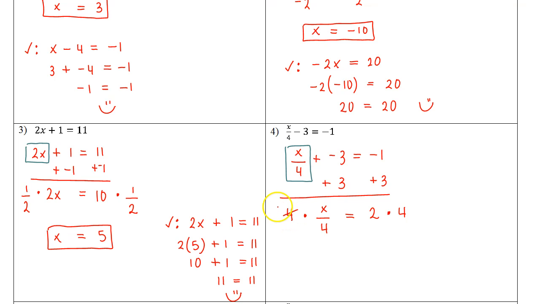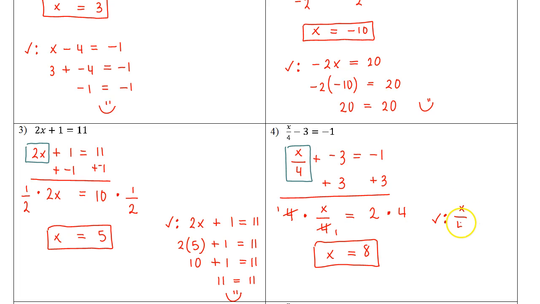Now, of course, my 2 4s will simplify. In other words, 4 fourths is 1 whole. That gives me x on the left. And on the right side, I'm multiplying 2 by 4, which is 8. So we think that x is 8. Remember, we'll check our equation and we'll know for sure.